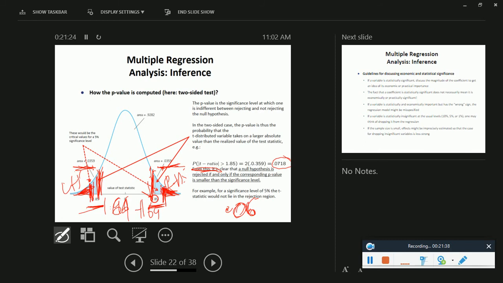Is that clear? So if it's at 10%, for a two tail it will be 1.28, and negative 1.28 on this side. This also doesn't fall in the rejection region, right? So we cannot reject the null hypothesis.